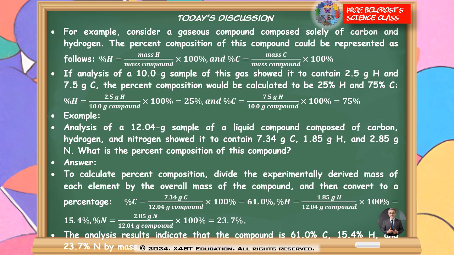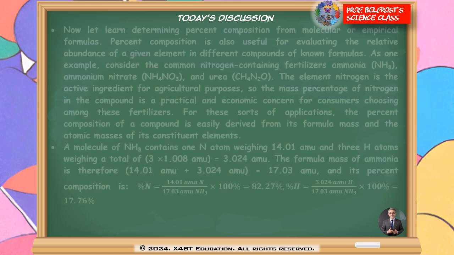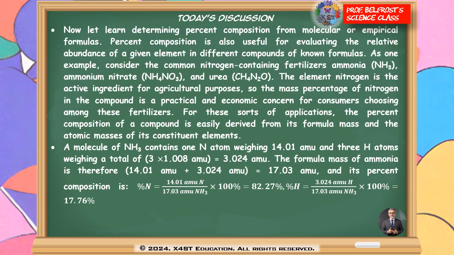You just need to adjust the symbols. Here, because we use carbon, hydrogen, and nitrogen, it is percent C, percent H, and percent N. After doing some calculation, we get 61.0%, 15.4%, and 23.7% respectively. This percent composition is by mass. So now let's learn how to determine these from a molecular or empirical formula.